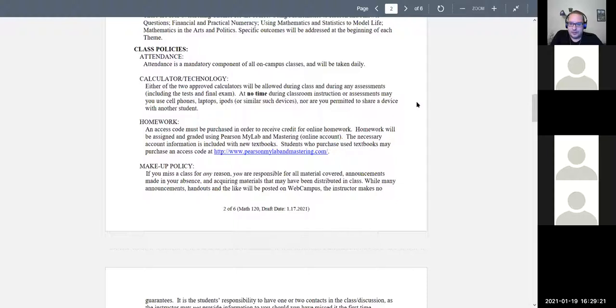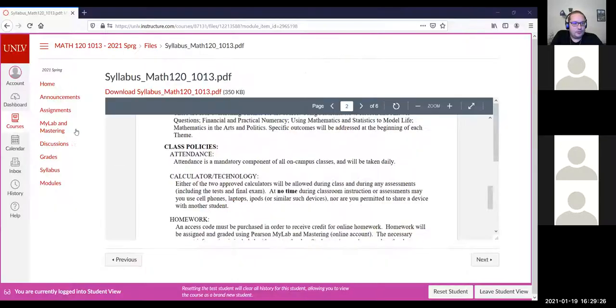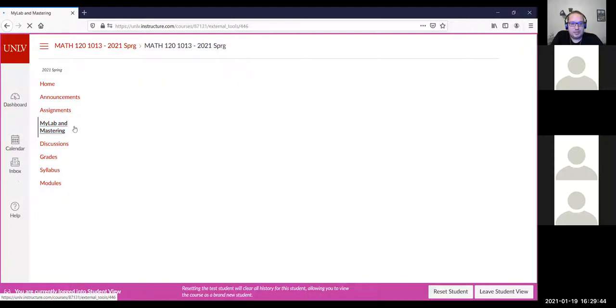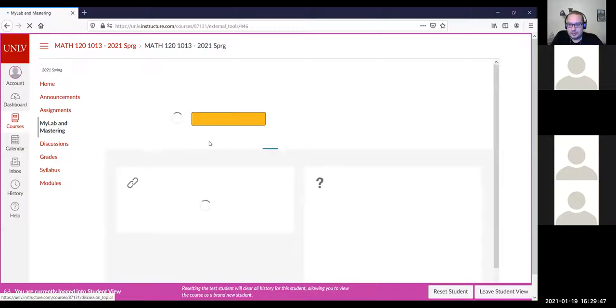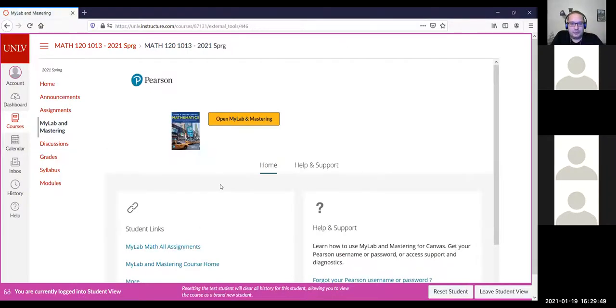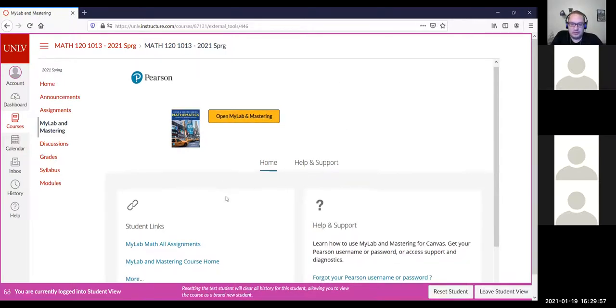Homework. Okay, so let's talk about homework. This semester, there's a tab here. This might be different from some of your previous courses if you have taken this 120 course in the past. But Web Campus is linked to Pearson. So if you click on the My Lab and Mastering tab here on Web Campus, then this will open up the Pearson link.